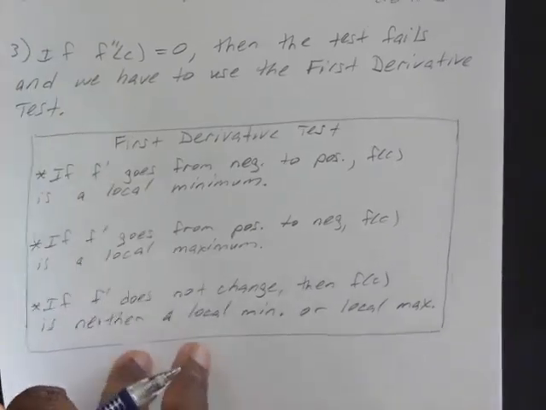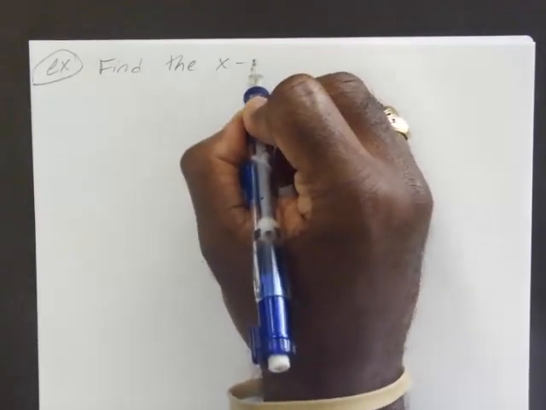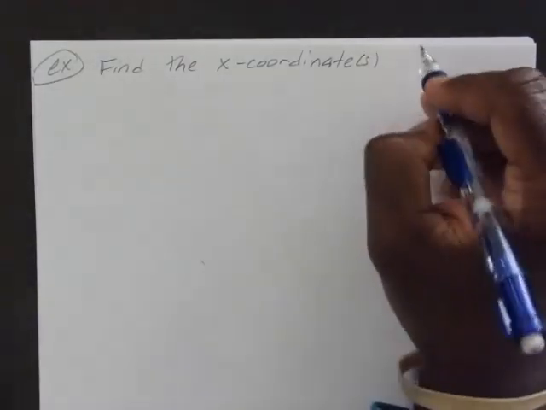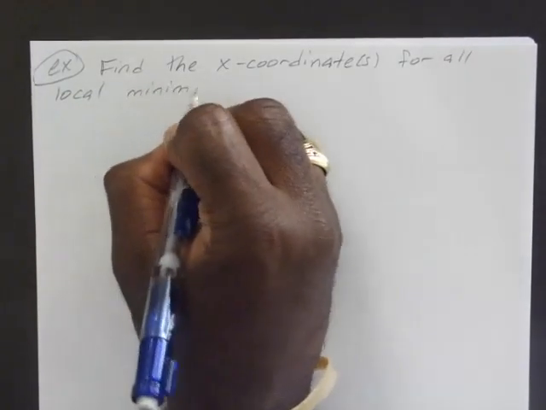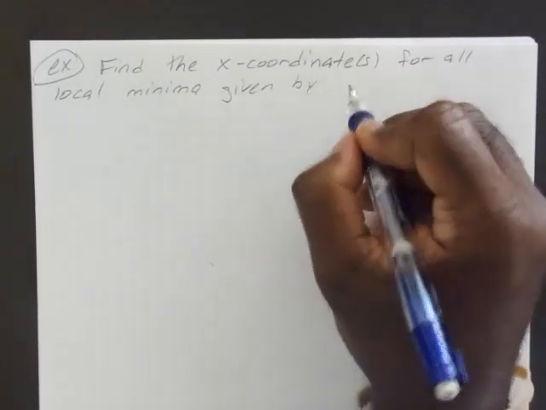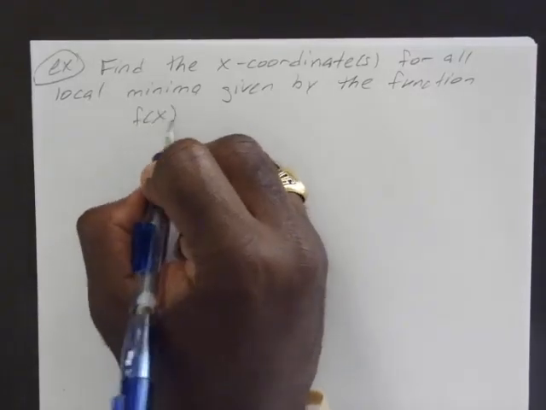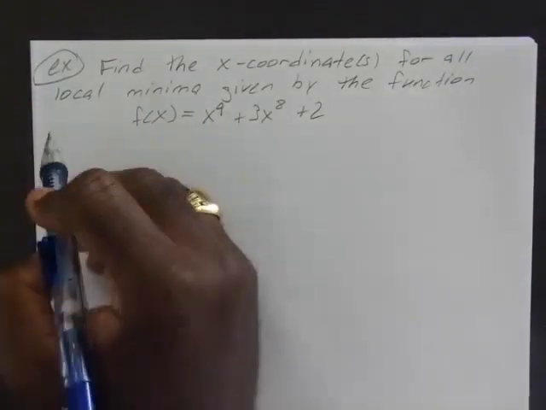All right. So let's say, for example, we wanted to find the x coordinate, or coordinates, depending on how many you have, for all local minima given by the function f of x is equal to x to the 9th power plus 3x to the 8th power plus 2, using the second derivative test.